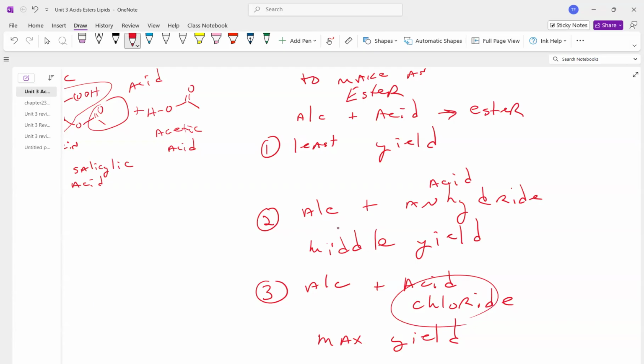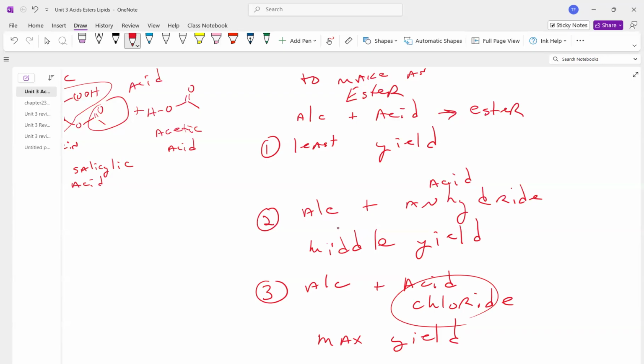Well, the problem with acid chlorides is they're very, very unstable. So the shelf life, when you buy it, is not going to last very long, and they're expensive. Why not then go with the alcohol and acid method? Well, the yield is very low. So the intermediate one, the anhydride, is what most people use to make an ester. That's what we're going to use when we make aspirin, is the anhydride of acetic acid.